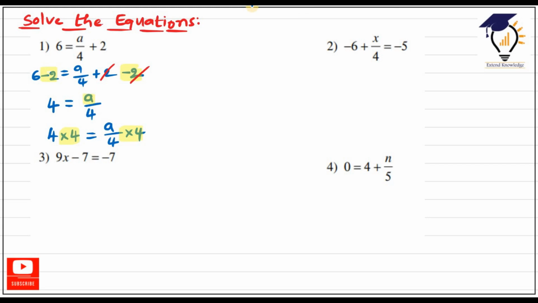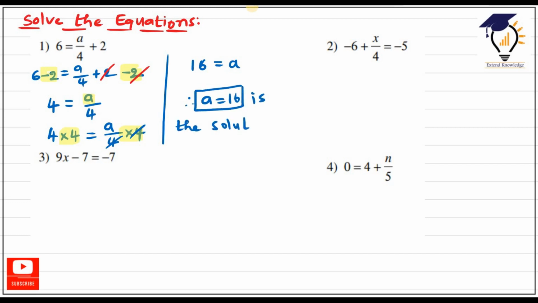So what I got here is 4 times 4 is 16. 16 is equal to a, and 4 strikes off. So therefore a is equal to 16 is the solution. Let's see question number 2 here.